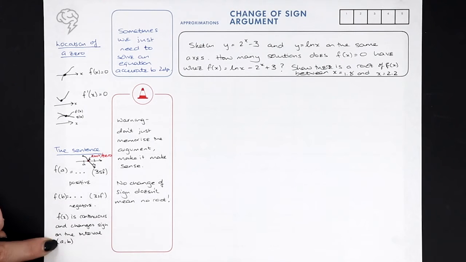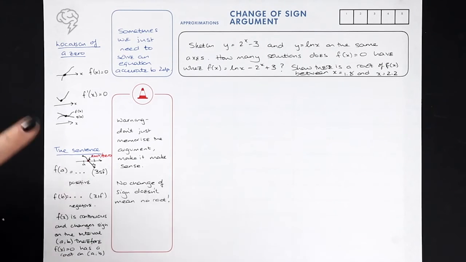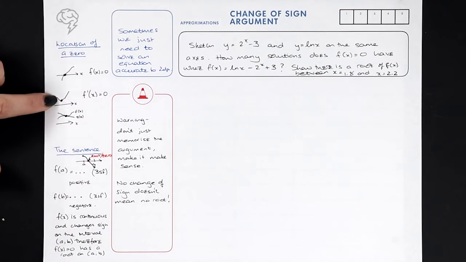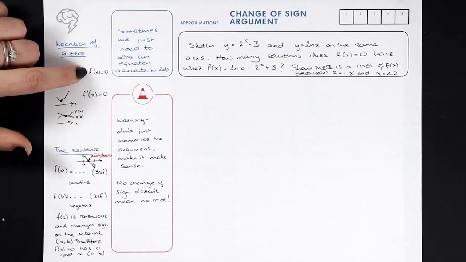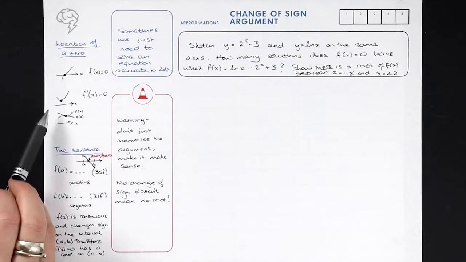And then your final sentence, your final little bit: therefore, this was the whole point, this is what we wanted to prove, therefore f of x equals 0 has a root on the interval AB. Now, here's the important bit. If we were doing a turning point of f, not a root of f, then you need to get the end of this sentence right. If you say, therefore, f of x equals 0 has a root, you're talking rubbish, it doesn't have a root.